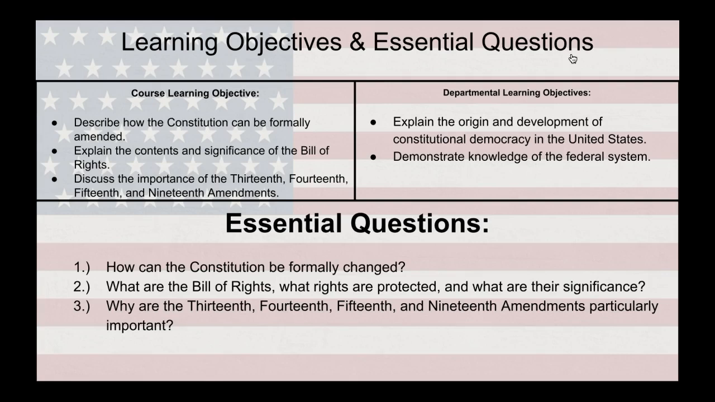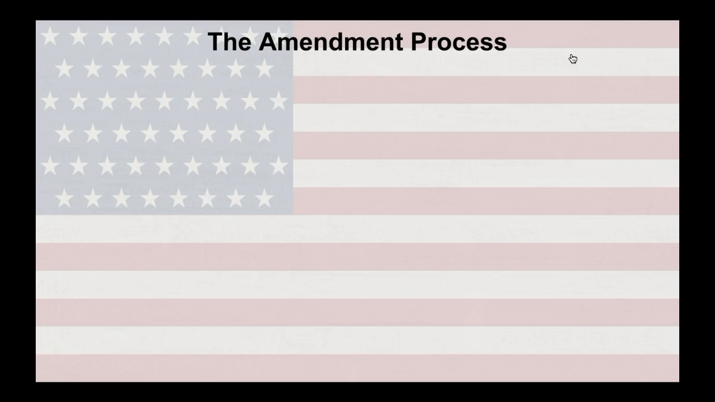So our essential questions are: how can the Constitution be formally changed? What are the Bill of Rights? What rights are protected, and what is their significance? And why are the 13th, 14th, 15th, and 19th Amendments particularly important?